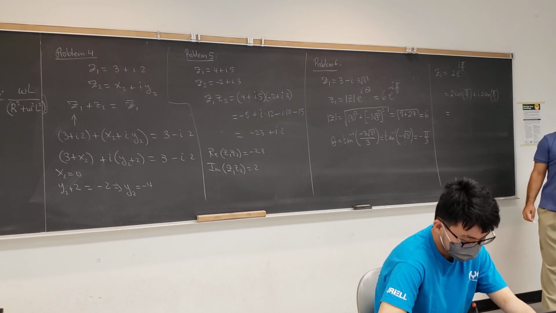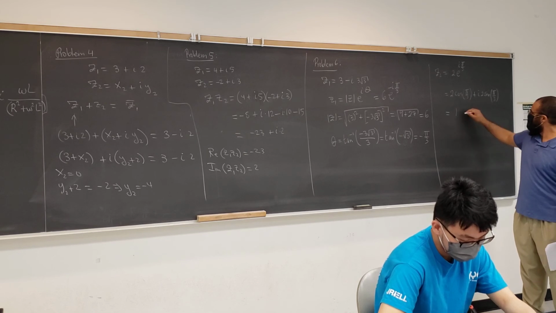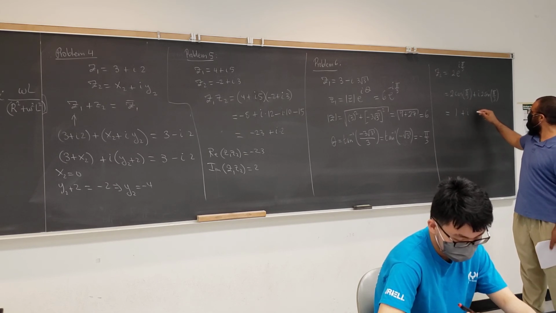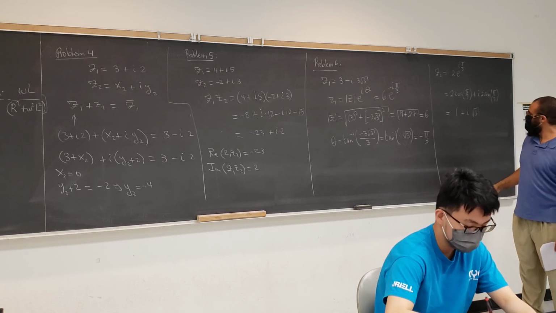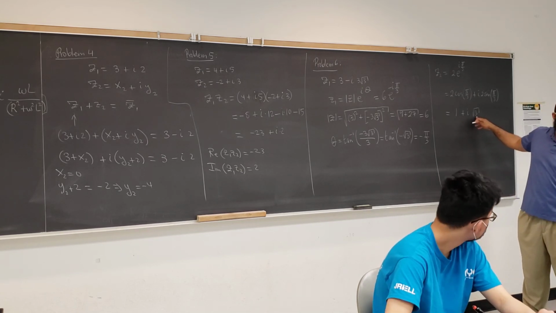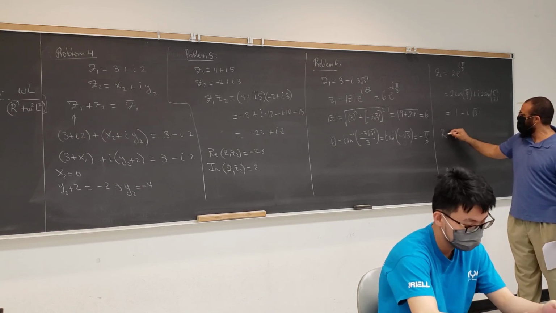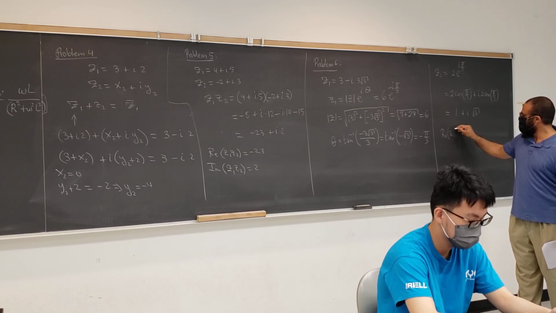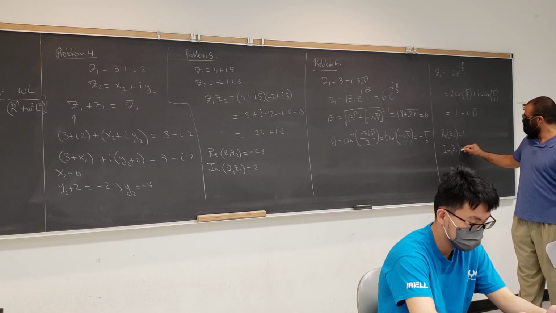Cosine of 60 degrees is a half, right? So this is just 1 plus I times square root of 3. Okay, so good. So we know we're right earlier. The tangent is 60. So that means the real part of z2 is 1, and the imaginary part of z2 is square root of 3.